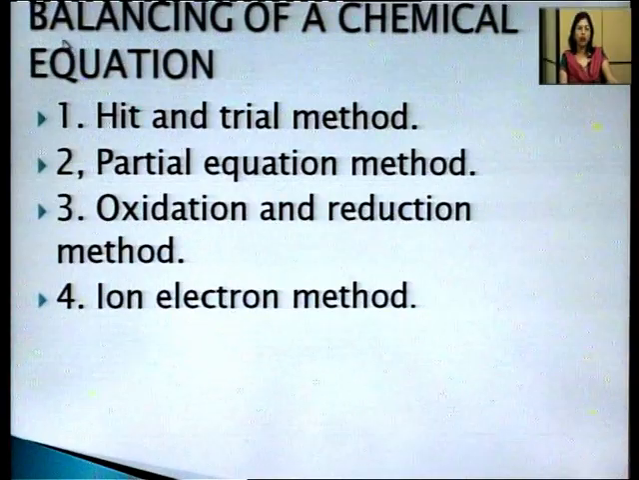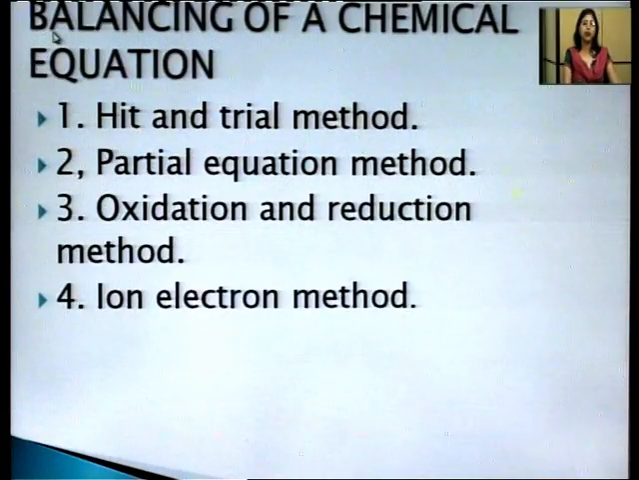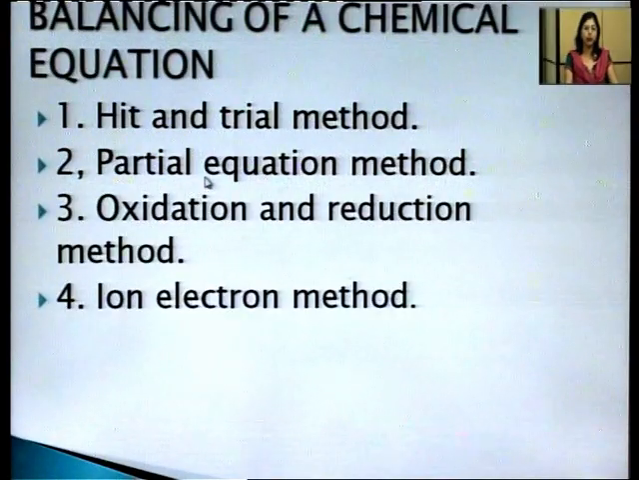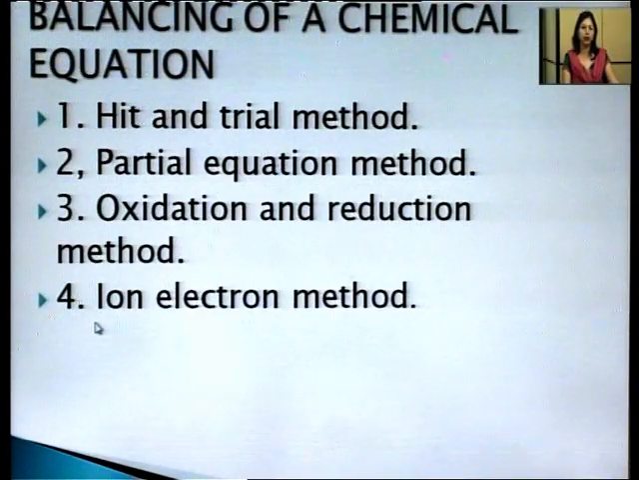In the next topic, we are going to discuss the various methods used to balance a chemical equation. The methods used for balancing a chemical equation are: first, the hit and trial method; second, the partial equation method; third, the oxidation and reduction method; and fourth, the ion electron method. So, these are the four methods which can be used to balance a chemical equation.